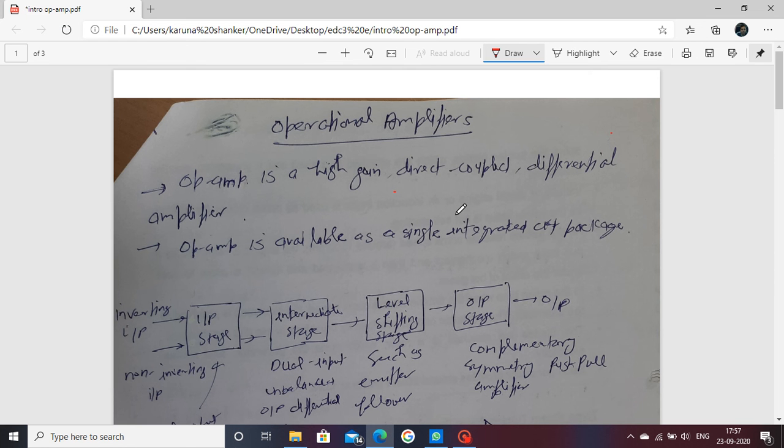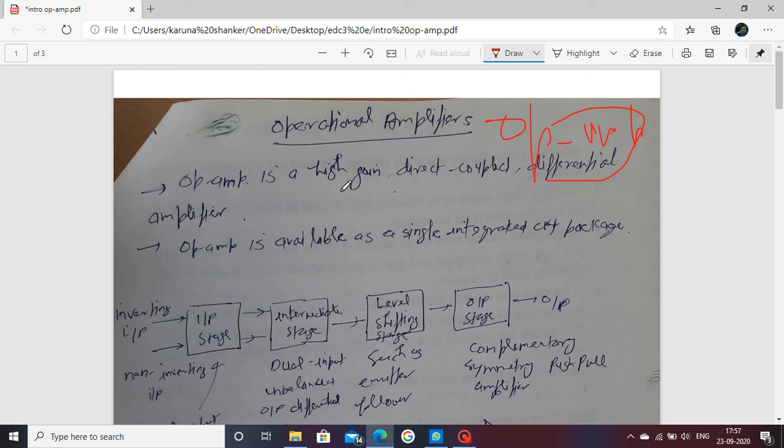The new chapter is operational amplifier. In short, it is also called an op-amp. OP stands for operational, AMP stands for amplifier. Op-amp's full form is operational amplifier.